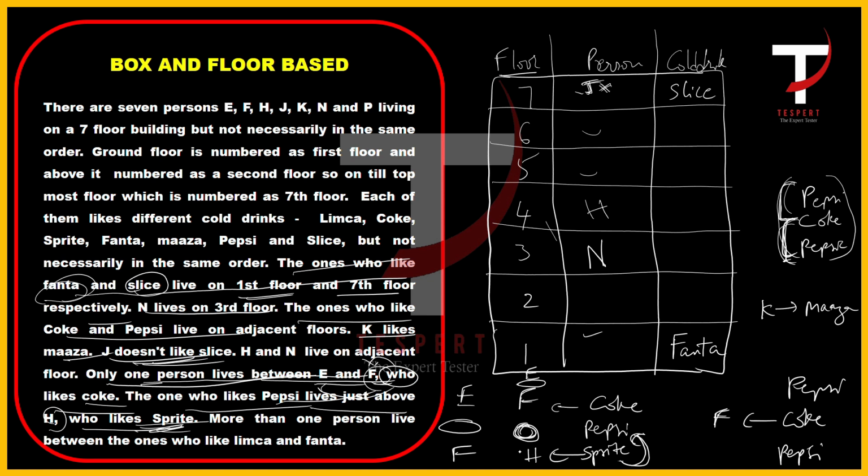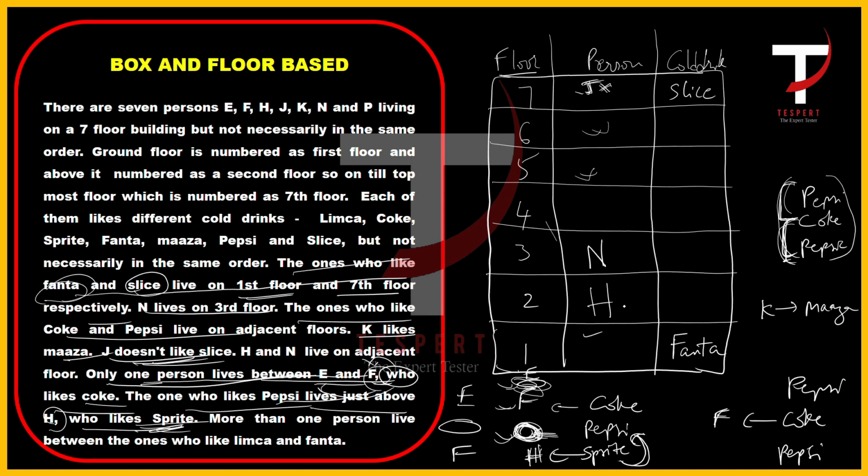But if H is here, we must have 1, 2, 3, and 4, because above H there is one place, this guy likes Pepsi. Above Pepsi, the guy who likes Coke. Above F, there will be one person, we don't know him, and above that person we have E. So how many places are there? 1, 2, 3 and 4. But if we place H here, we have only 1, 2, 3 places. So H must come in second floor, right? H must live in second floor.